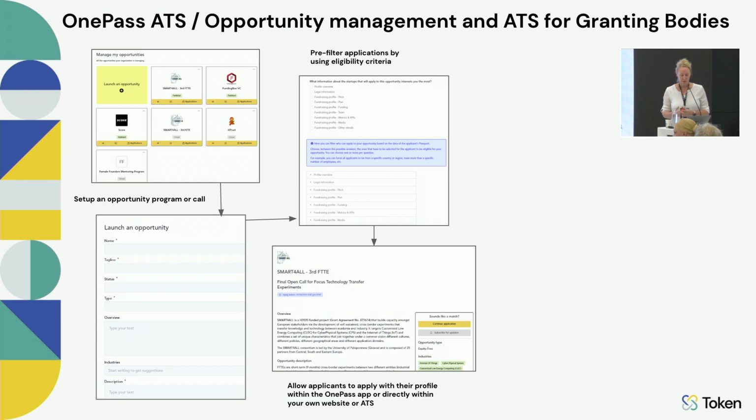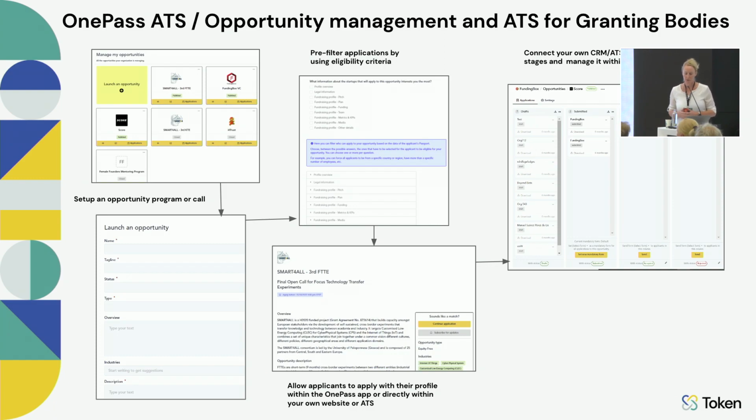After that, you can allow the applicants to apply with their profile, so just the profile of their OnePass account, or you can ask additional questions, or as I have here, you can allow them to apply directly within your website or your application tracking system if you have your own one already. We call that Apply with OnePass, which I'll show you a little bit later.